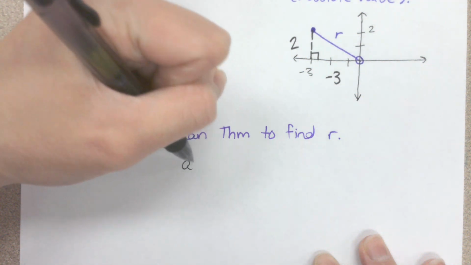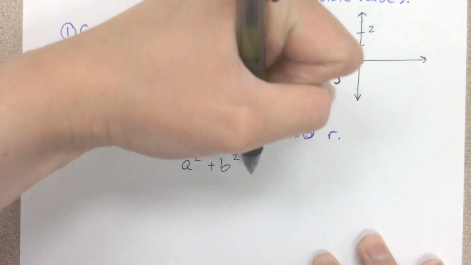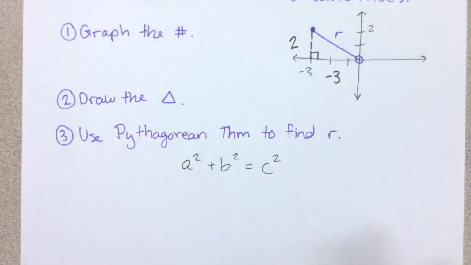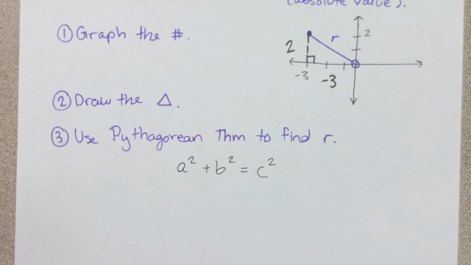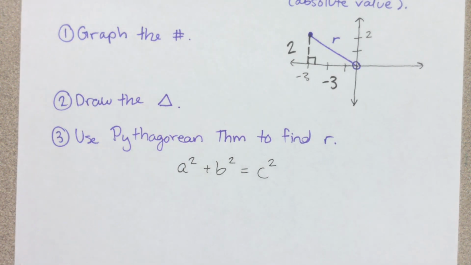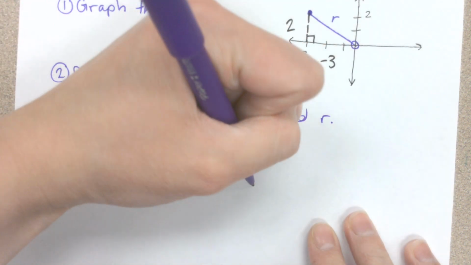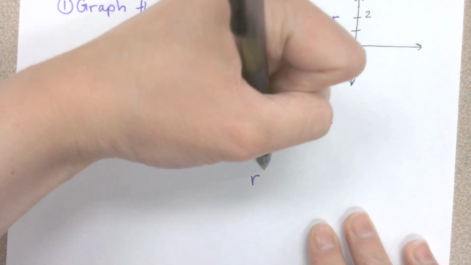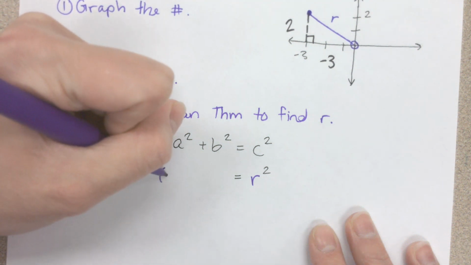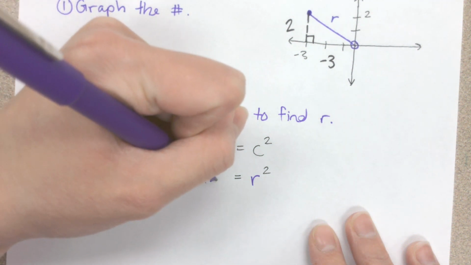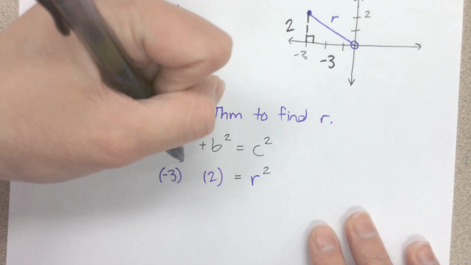Pythagorean theorem, we have a squared plus b squared equals c squared. And then r, hope you can clearly see, is the hypotenuse. R is our c value, so we plug in r for the c. So we have r squared on the right side. A and b are the legs. They can go in however you like. I'm going to put in -3 for a and 2 for b. Don't forget the squares.